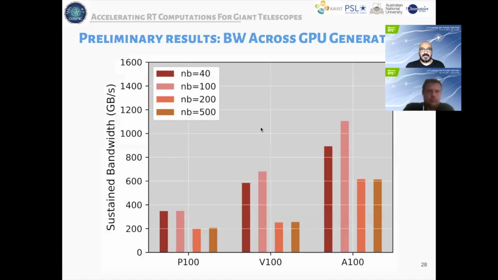of the GPUs. So these are some preliminary results showing the bandwidth achieved across multiple GPU generations and looking at the impact of the tile size. In this graph, we're showing bandwidth, so the higher, the better. First of all, one can see how the bandwidth increases from one GPU generation to another. And also, if you zoom in and look at the impact of the block size, we can see a different bandwidth can be achieved depending on the tile size. In particular, for the A100 GPUs, a tile size of 100 will achieve 1.1 terabyte per second bandwidth.